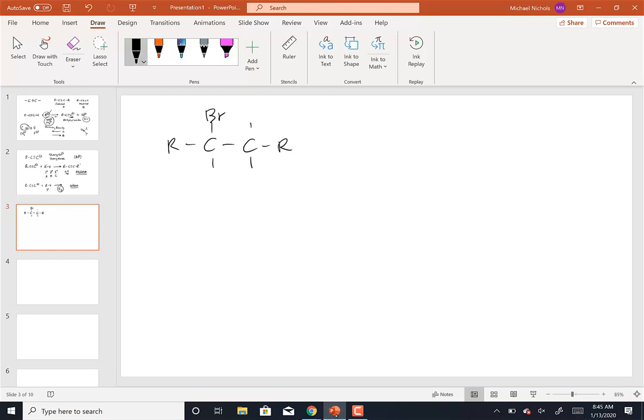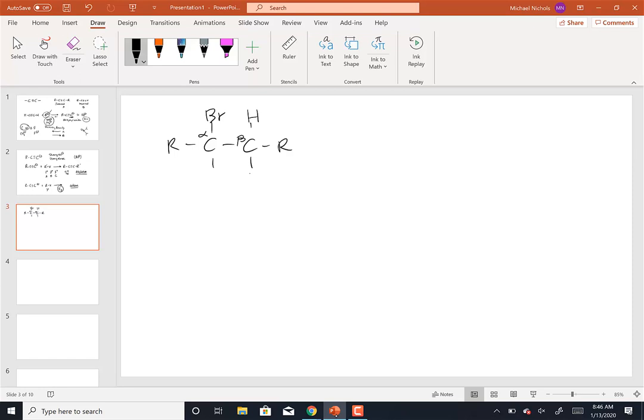And then if my leaving group is the bromine, what hydrogen do I lose to make the double bond? What kind of hydrogen? Greek letter. A beta hydrogen. So this is the alpha carbon. And then this would be an example of the beta. So I need a beta hydrogen.